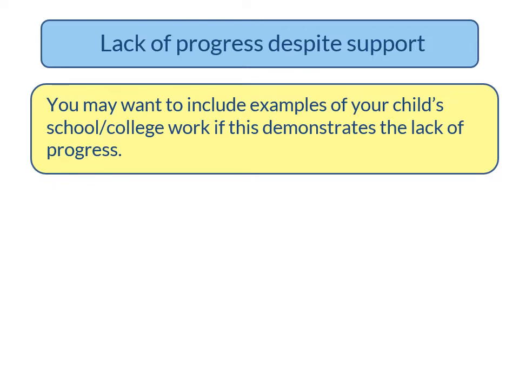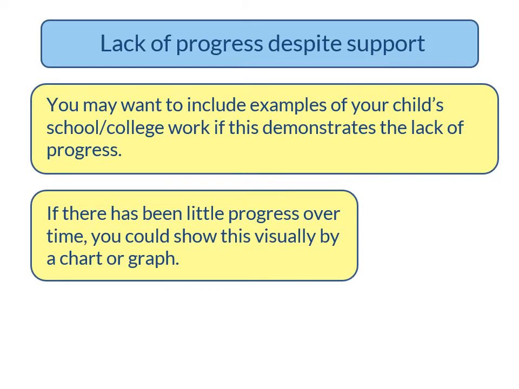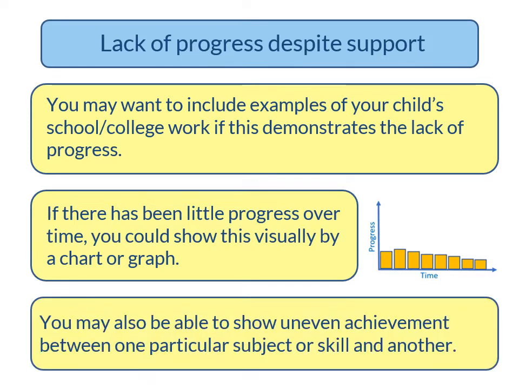The SEND Code of Practice says that a local authority should look for evidence of a child's progress when deciding whether to make an EHC needs assessment. So you may want to include examples of your child's school or college work if this demonstrates the lack of progress despite support. If there has been little progress over a period of time, it sometimes makes it clearer to show this visually by a chart or a graph, but don't worry if this would be difficult for you to create. You may also be able to show uneven achievement between one particular subject or skill and another, especially if this is below what your child is generally capable of.